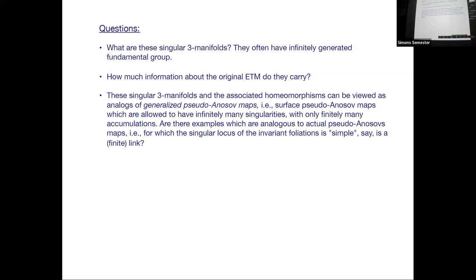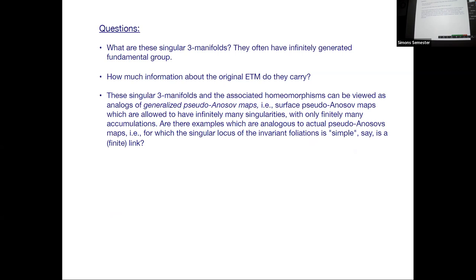So there are many questions that one could ask. What are these three-manifolds? They have infinitely generated fundamental group, but still, can we talk about these three-manifolds? Do they have interesting further structure? How much information can you recover, if any, from the original expanding Thurston map? Or how is the dynamics of the expanding Thurston map related to this three-dimensional space?